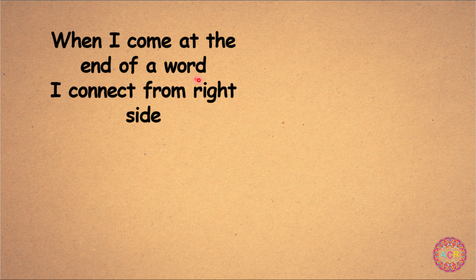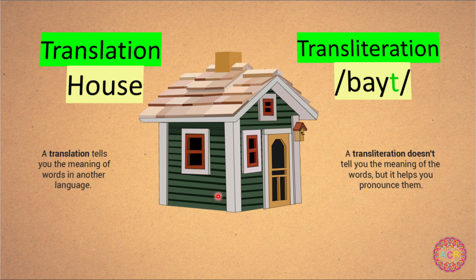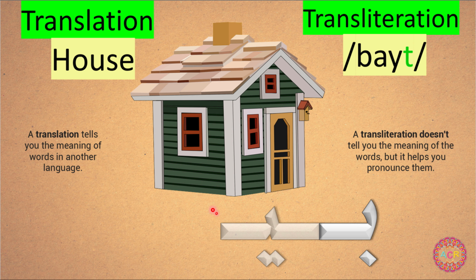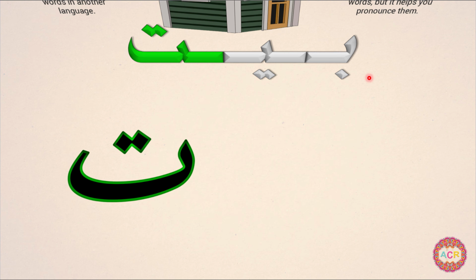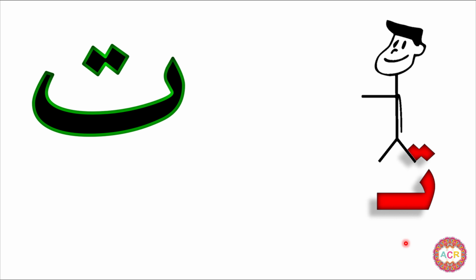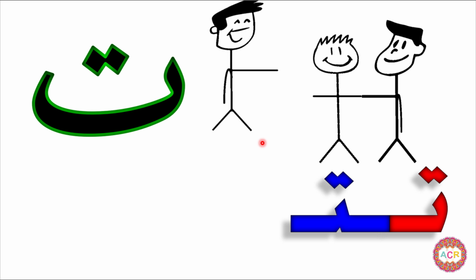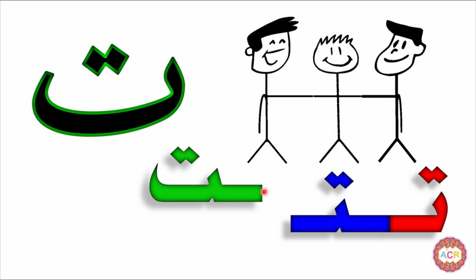When I come at the end of a word, I connect from the right side, as you see in bayt. See the letter Ta? When the letter Ta comes at the end, we connect it from the right side. So we have Ta at the beginning, Ta in the middle, and the letter Ta when it comes final or at the end.